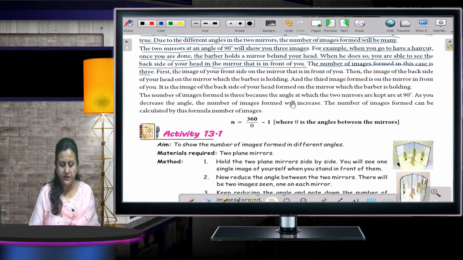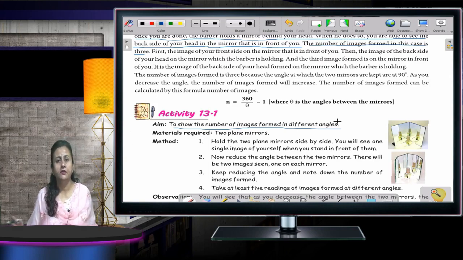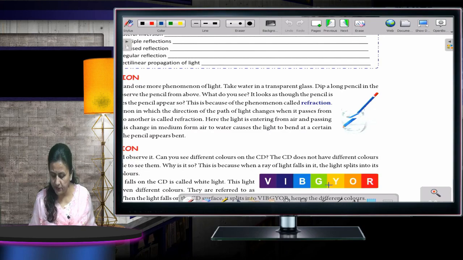Now this is an activity you can just go through, in which it is shown the number of images formed at different angles. You are keeping the mirror at different angles and you would find the number of images keep on increasing or decreasing by the way you are placing the mirror. Now moving to the next one.